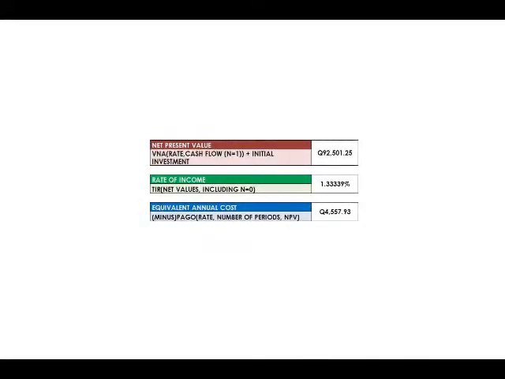The net present value amounts to 92,501 with 25 cents. The equivalent annual cost amounts to 4,557 with 93 cents. Lastly, we have the rate of income or rate of return, which sits at a lowly 1.33%.